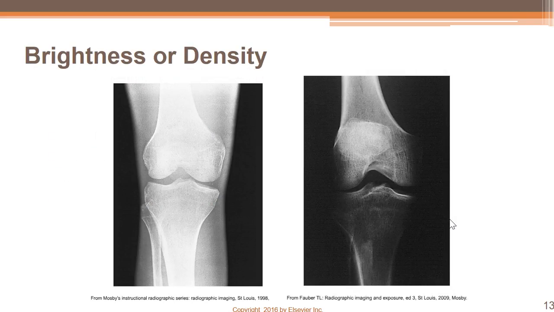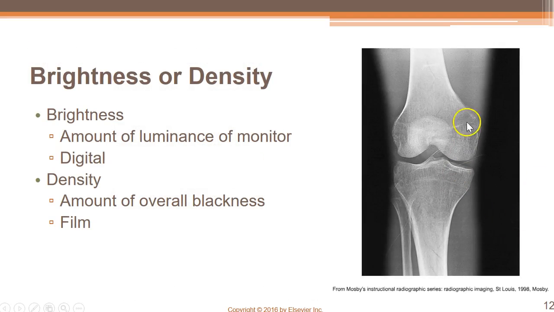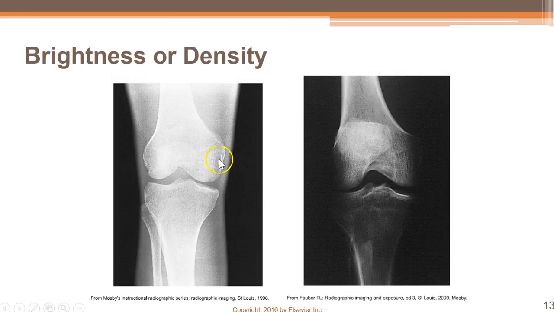A radiograph that's too light has excessive brightness or insufficient density. So here, this is a knee x-ray. So let's just go back here real quick. See how this one's nice? You can see all those different components. This knee, I don't see the patella. I see where it's supposed to be, but I can't see the bony detail the way I should. And so this is insufficient density.